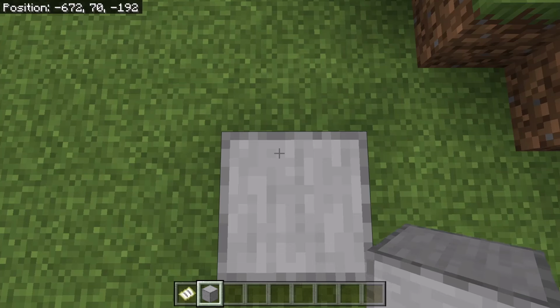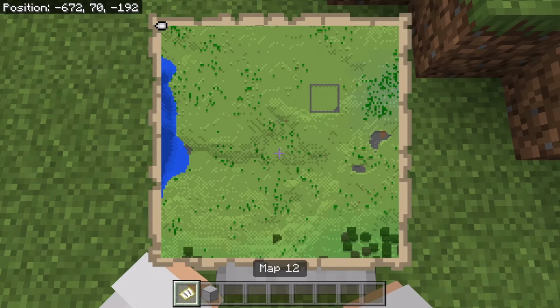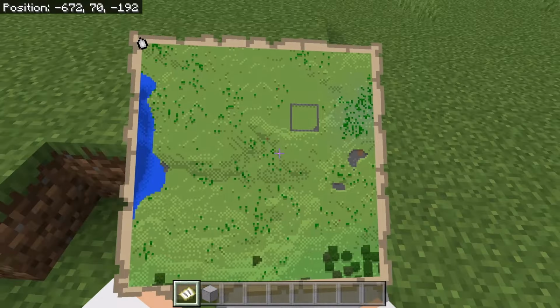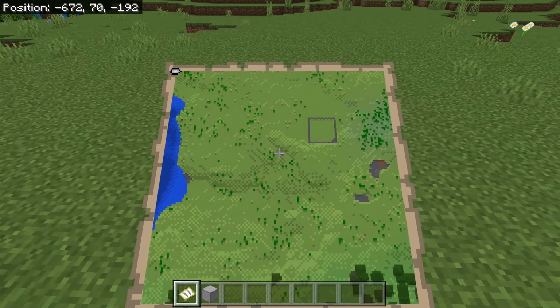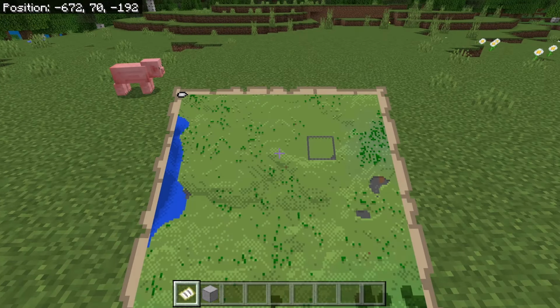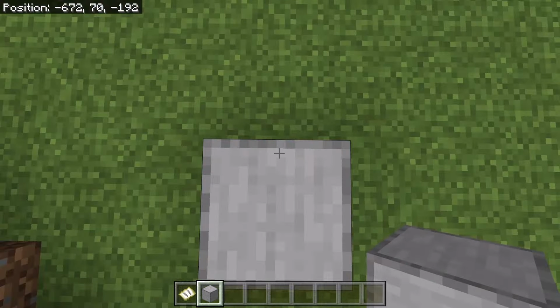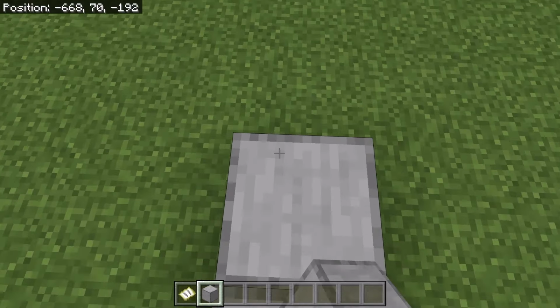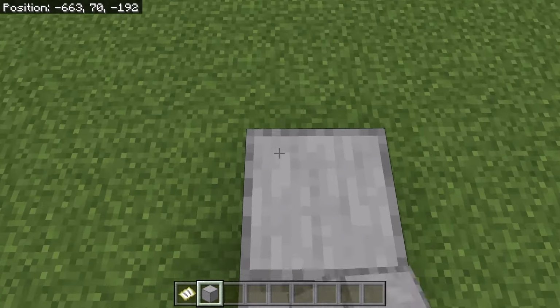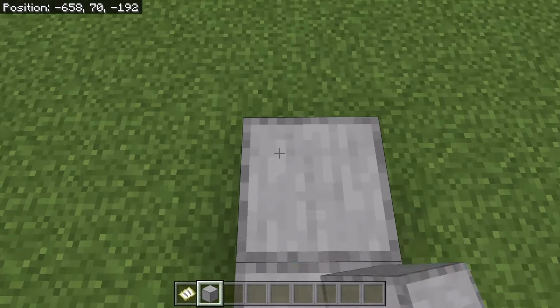Once you have placed a block at the northwest corner of a chunk, you can use a locator map to find the east side of it. To do that, open a map and position yourself so that the arrow is pointing towards the right side of the map. Since the arrow is pointing towards the right side of the map when I face this way, I know this direction is east. Now place 15 blocks on the east side of this block. 1, 2, 3, up to 15.